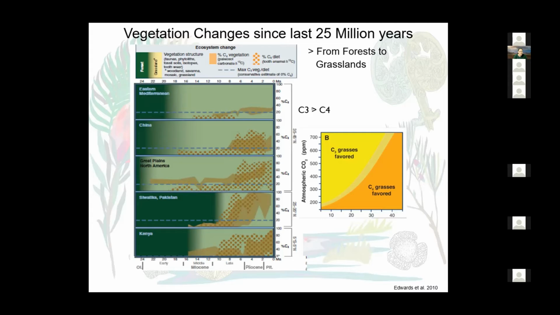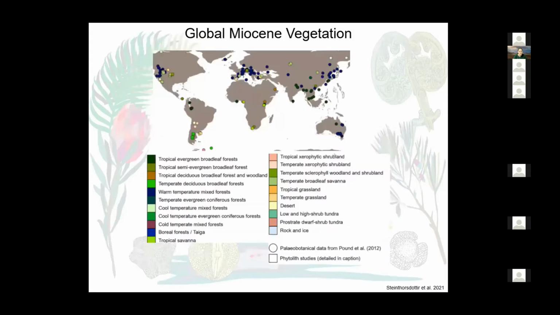And of course, that might have influence or support a trend from C3 photosynthetic pathways to C4 dominating photosynthetic pathways. So there is a lot of changes happening worldwide since the late Oligocene and beginning of the Miocene.